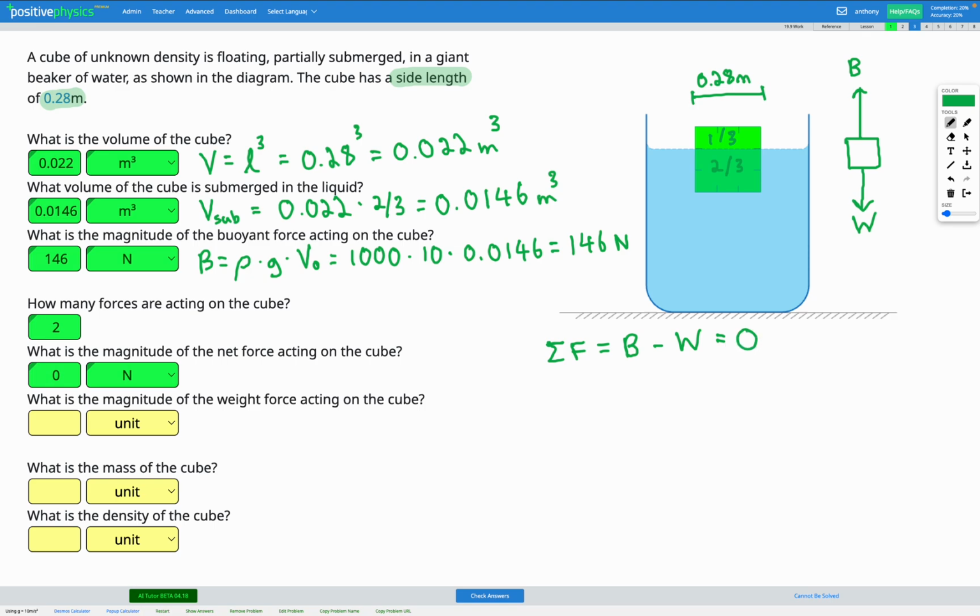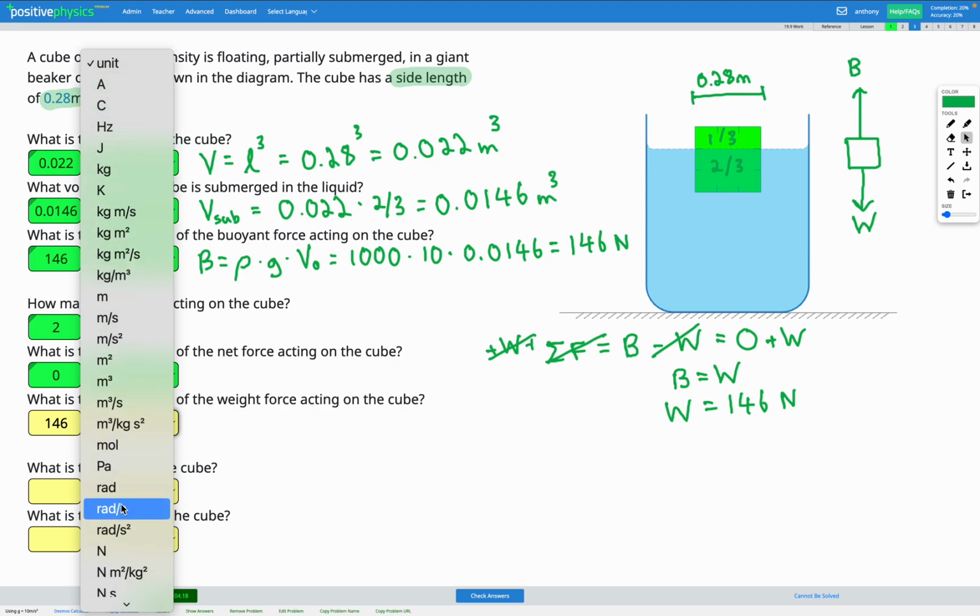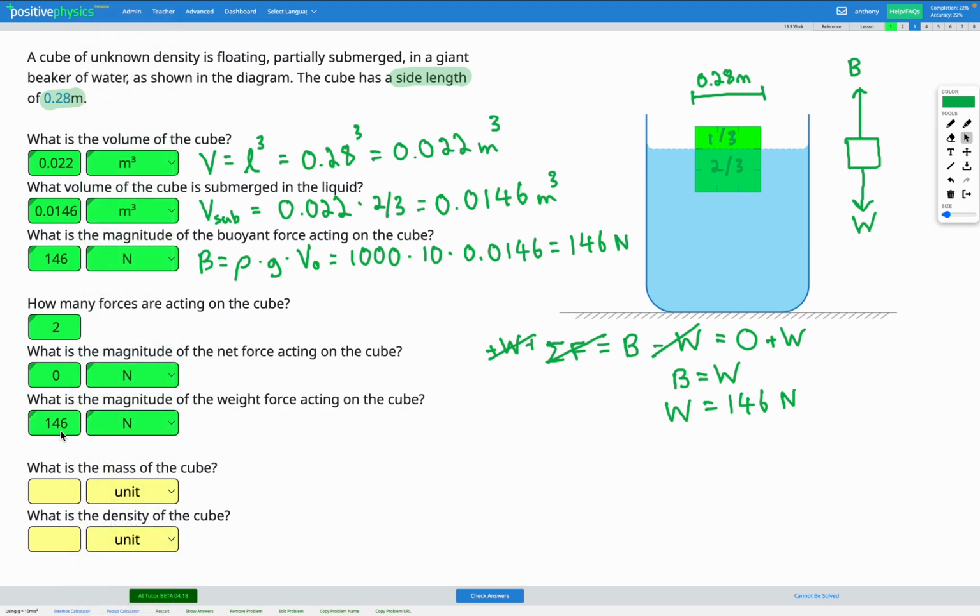So all we need to do is go ahead and add weight on both sides. It's going to cancel on the left. And we know that our buoyancy force is equal to our weight. So since our buoyancy force was 146 newtons, our weight must also be 146 newtons. So let's go ahead and fill that in here. We know our weight force must be equal to our buoyancy force, so it's 146 newtons. Awesome. Now we can work backwards to figure out the mass and density of our cube.